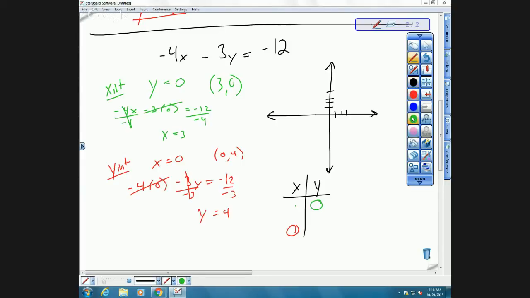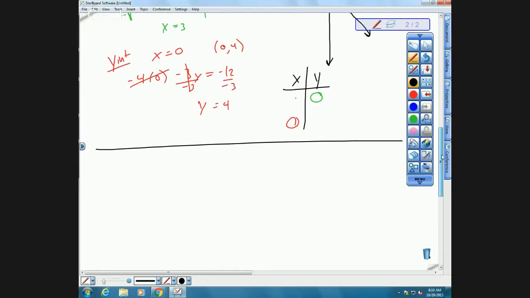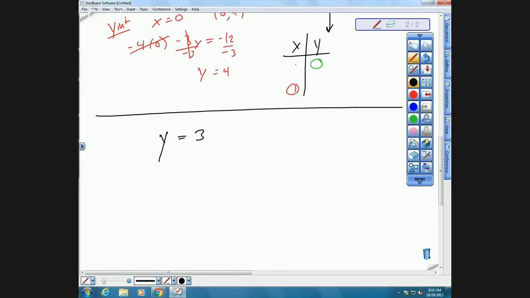All right, so to graph both of these, we have (3, 0) and we have (0, 4). As long as I have 2 points, that means I can draw a line through them, and that would be my answer. That would be the equation of my line. So to find the x-intercept, you make y be 0. Find the y-intercept, you make x be 0. I know they'll probably throw this problem in there.